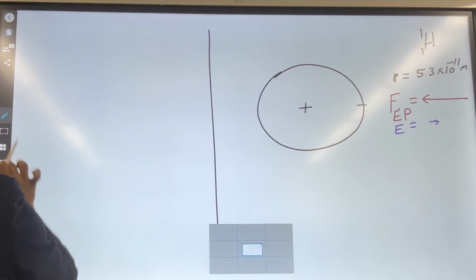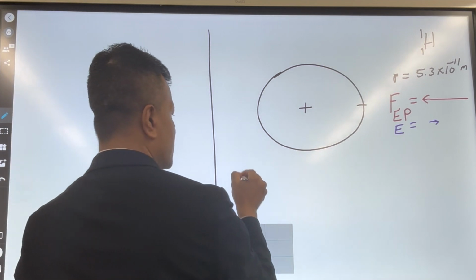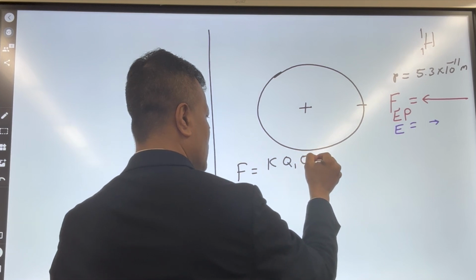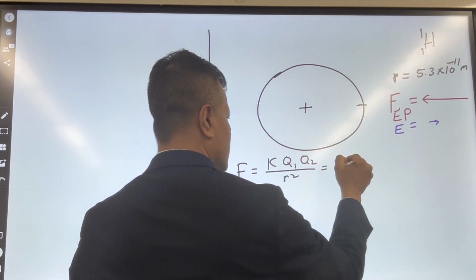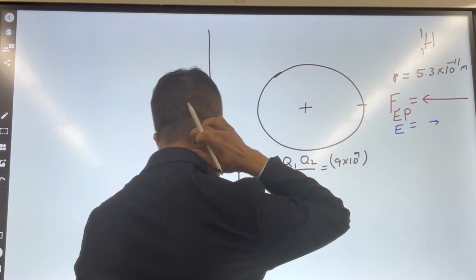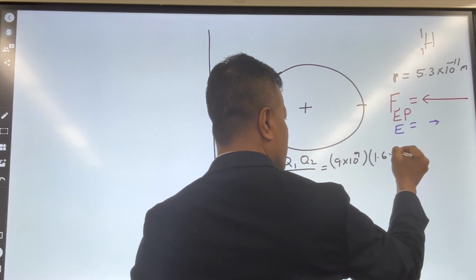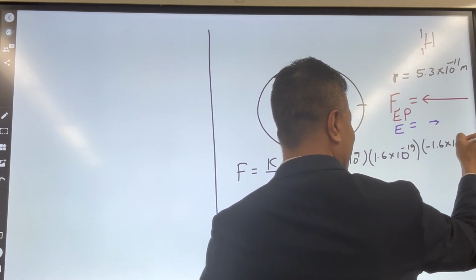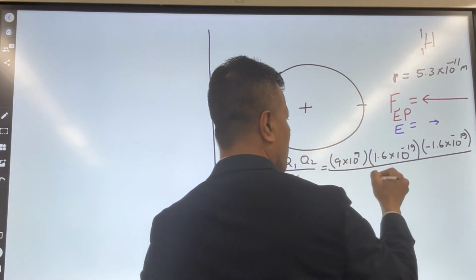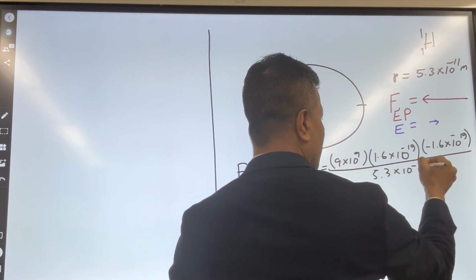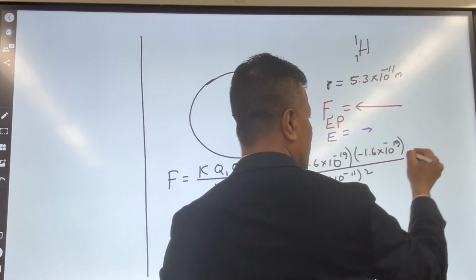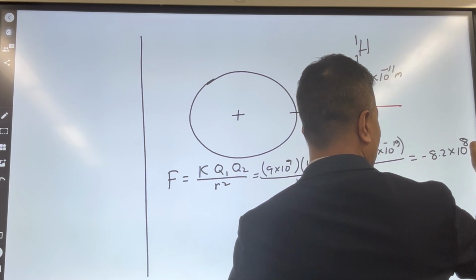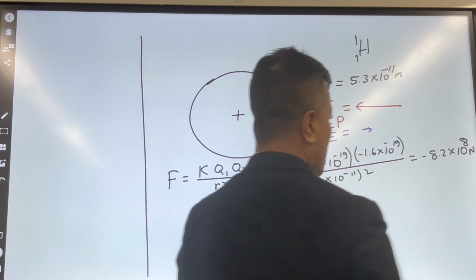How can we find the size of this? That's very easy. F is equal to k q1 q2 over r squared. 9 times 10 raised to 9, times 1.6 times 10 raised to -19, times negative 1.6 times 10 raised to -19, divided by 5.3 times 10 raised to -11 squared. And that gives you -8.2 times 10 raised to -8 newtons. Okay, good.